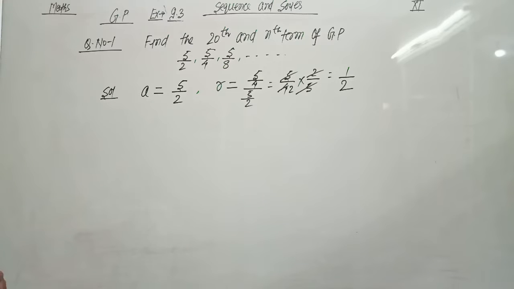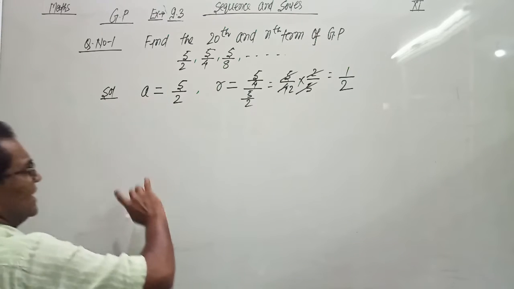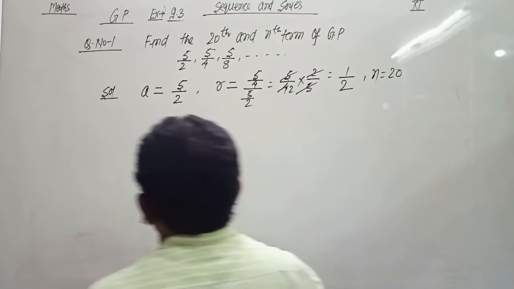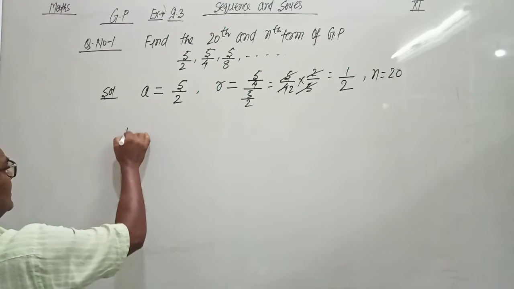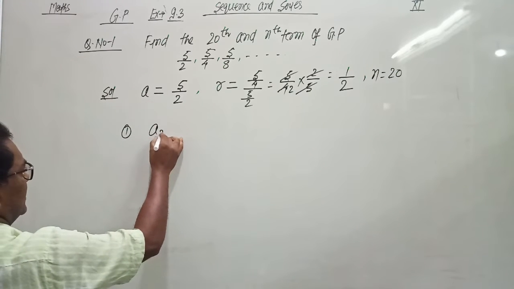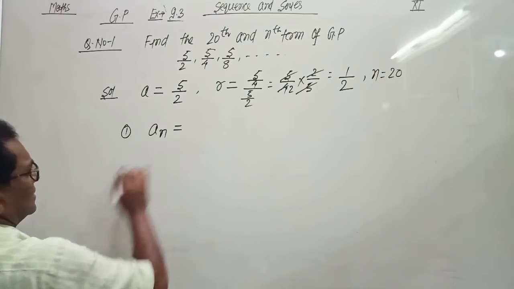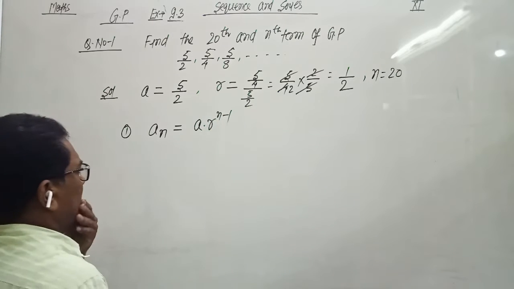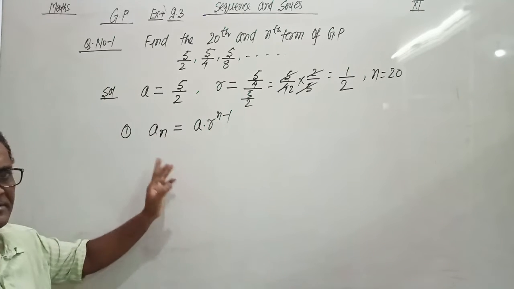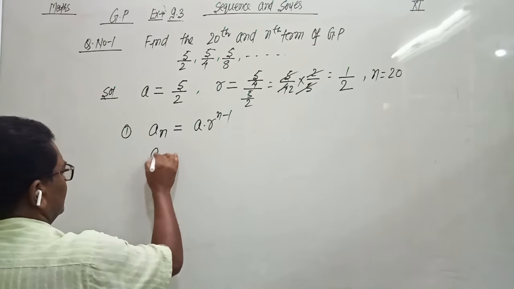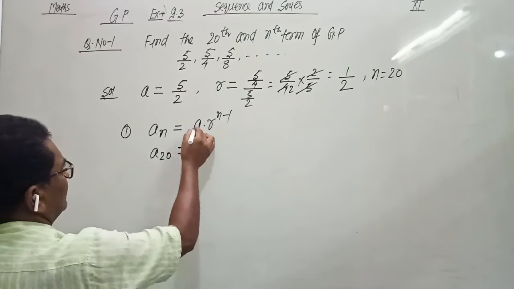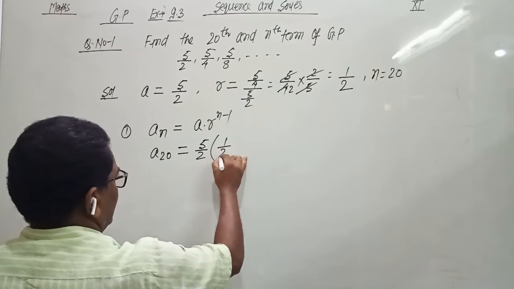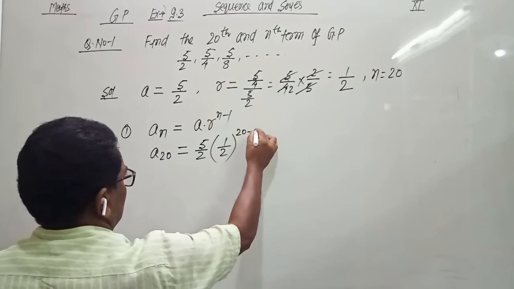R equals 1 by 2. Now to calculate, n is given in the first part; n is given 20. So the formula for the nth term, an equals a into r raised to the power n minus 1. We have to find the 20th term, which means the value of n is 20. So a20 equals, the value of a is 5 by 2 and the value of common ratio 1 by 2, raised to the power 20 minus 1.